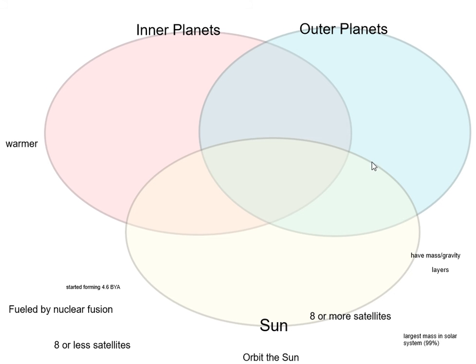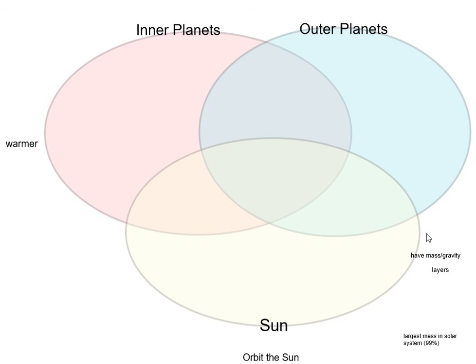So you're going to need to decide which ones have 8 or more satellites. If you need help finding what's a satellite, you need to define it on your own, and 8 and less satellites. You might need to look to see when all these started forming, right, the formation and how they're fueled.